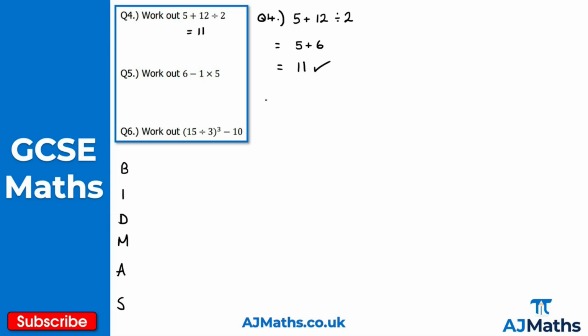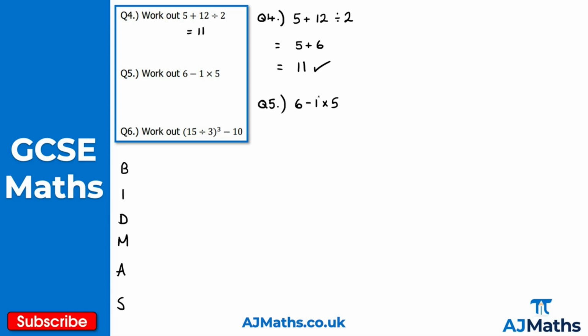So moving on to question 5 now. We're asked to work out 6 minus 1 times 5. So again, just refer to BIDMAS here. We don't have any brackets, so we move our way down. Again, we have no indices, there's no powers involved. We don't have any division, but we do have multiplication here. I've got this 1 times 5 here, okay?